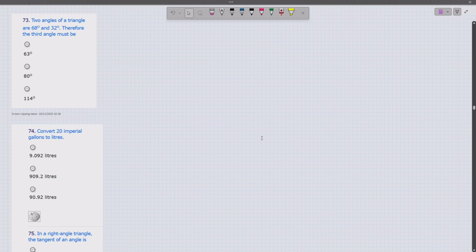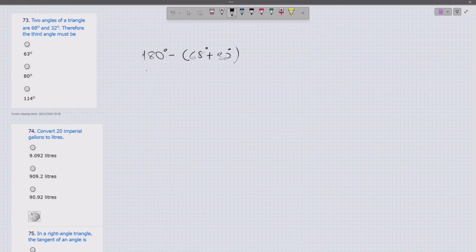Question 73. Two angles of a triangle are 68 degrees and 32 degrees. Therefore, the third angle must be, the total interior angle of a triangle is supposed to be 180. So therefore 180 degrees minus 68 plus 32 is going to give you 180 minus 100 degrees. That will be 80 degrees.